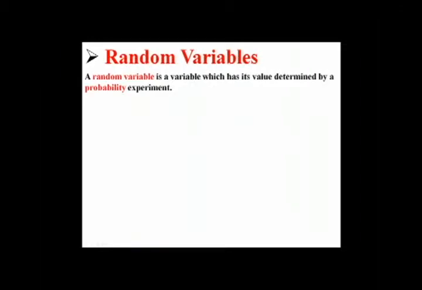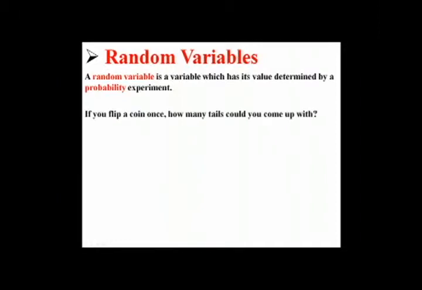So far I've talked about discrete and continuous variables, but now I'm going to talk about discrete and continuous random variables. So first of all, what is a random variable? A random variable is a variable which has its value determined by a probability experiment.